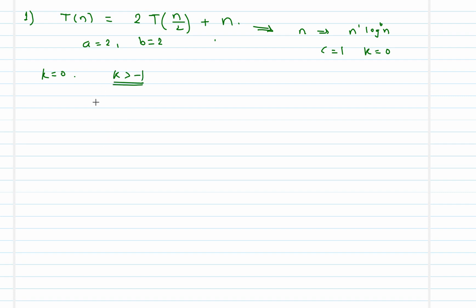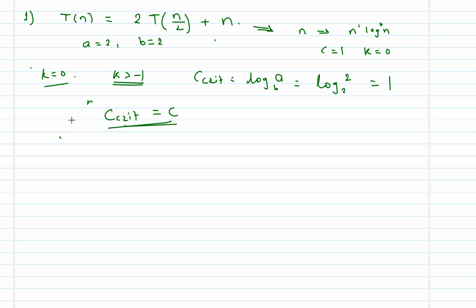We got this case. So now we got K equal to 0, then we have to calculate C critical. C critical equal to log of A to the base B, which is log of 2 to the base 2, which is equal to 1. So now we have the case C critical equal to C. So these two are equal, so it falls under case 2.